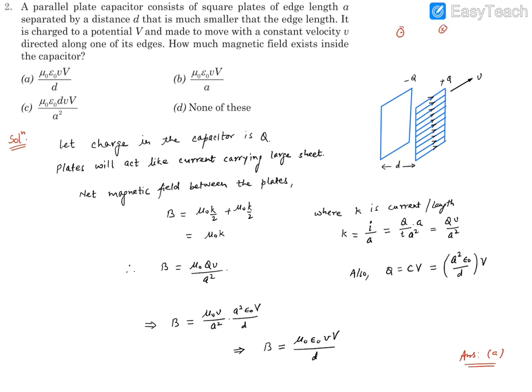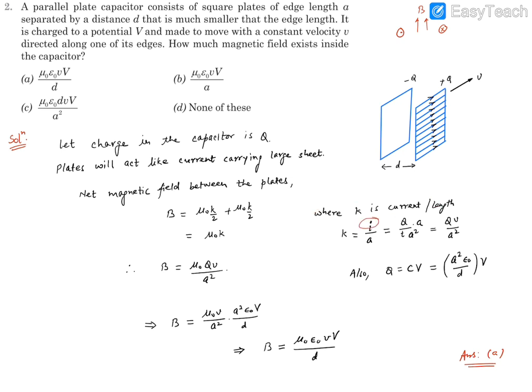So the minus q charge plate will have a magnetic field in this direction, and if you look from this plus charge one, this is also going to be in this direction. So both magnetic fields are going to be added up. So total magnetic field will be this. I just helped you out with how to get the direction. So total magnetic field becomes mu naught into k, where k is current per unit length. So we need to find this k.